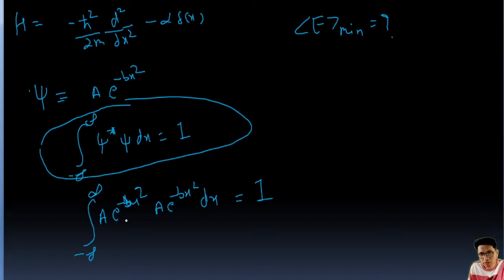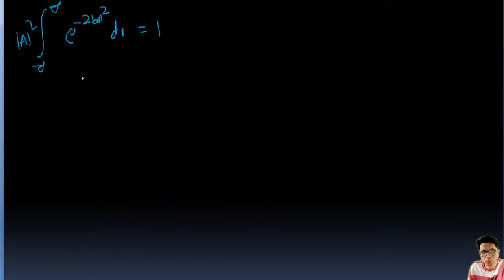How? Because these two are the same, right? And we know when bases are the same, then powers get added, right? So bx square plus bx square is going to be 2bx square, and now we need to find it. So this integration, guys, is very important. You need to memorize it, and you will use it in many places, guys.